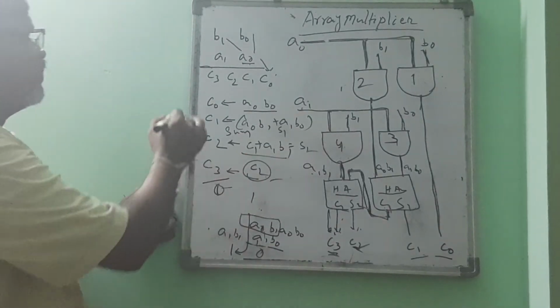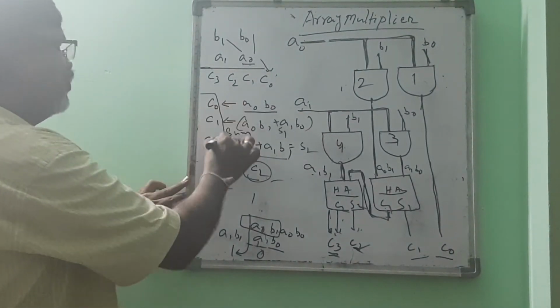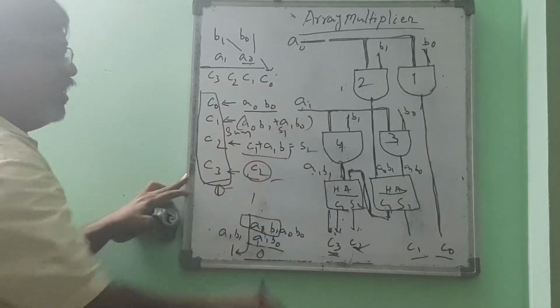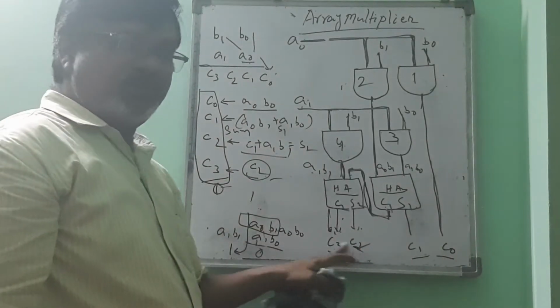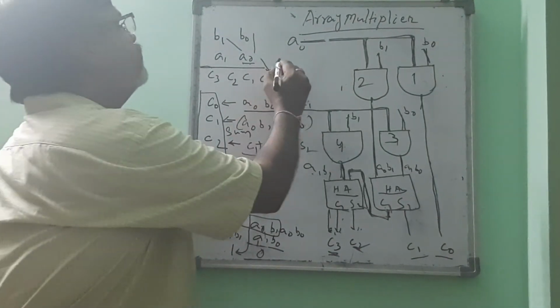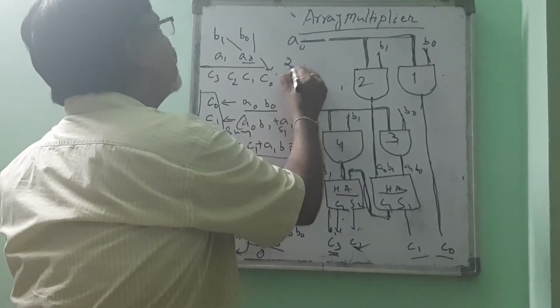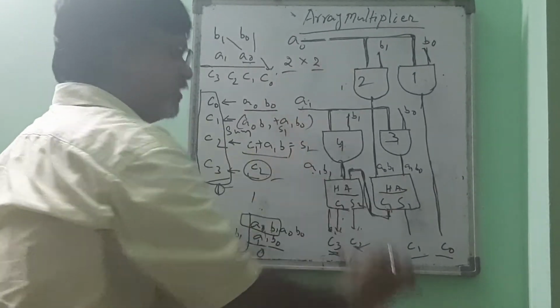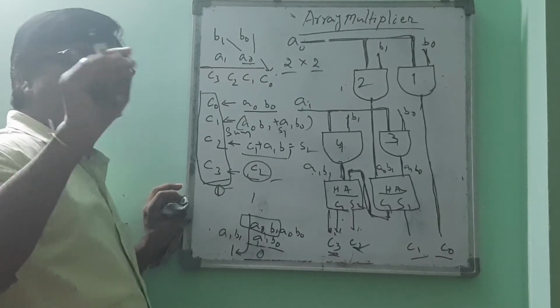Otherwise the carry will be 0. So the result will be C0, C1, C2, C3. So this is multiplying two binary numbers of 2 digits each.